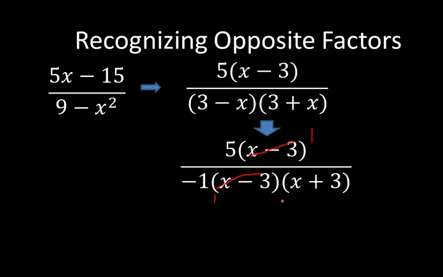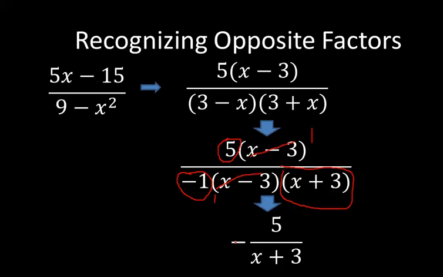And so now I have 5 in the numerator, x plus 3 in the denominator, and also this -1. Well, if either the numerator or the denominator is negative, it makes the whole fraction negative. So the way we show that is we put the negative in front of the fraction, like so, and write 5 over x plus 3. So it's -5 over x plus 3. Okay, one more example.